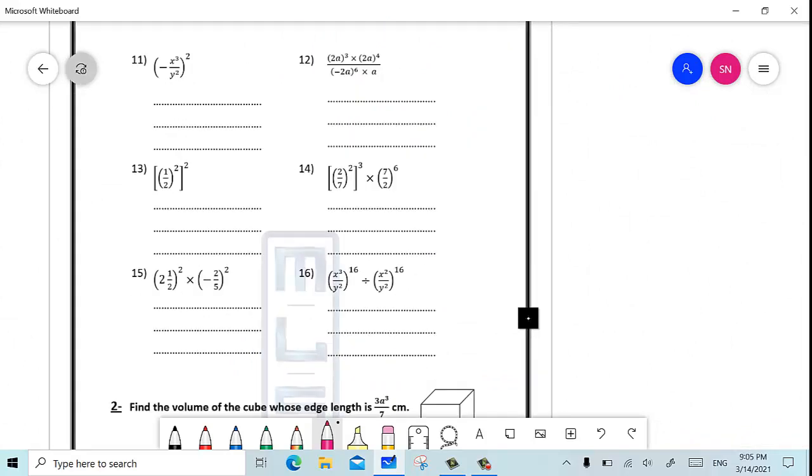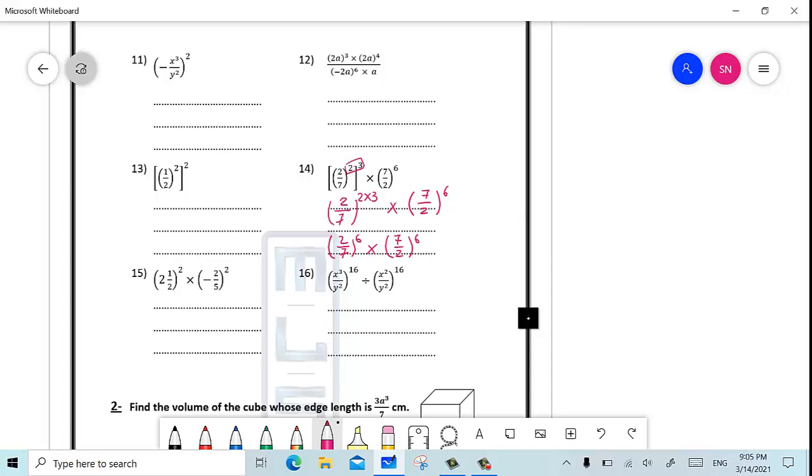We are going to answer now question number 14. Again, I have (2/7)^2 all raised to the power of 3 times (7/2)^6. We said that power of a power, I go and multiply them. So I will have here 2/7 all raised to the power of 2 times 3, times 7/2 raised to the power of 6. This is going to equal 2/7 raised to the power of 6 times 7/2 raised to the power of 6.